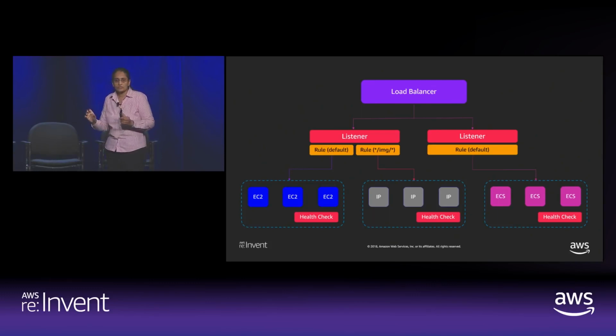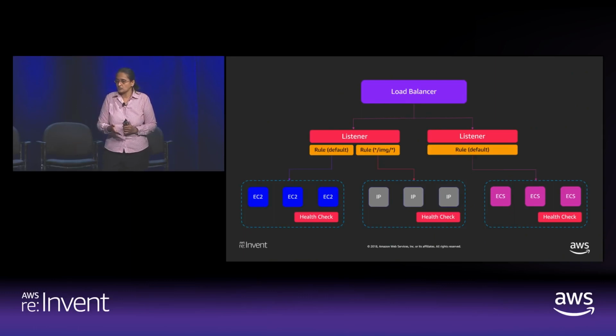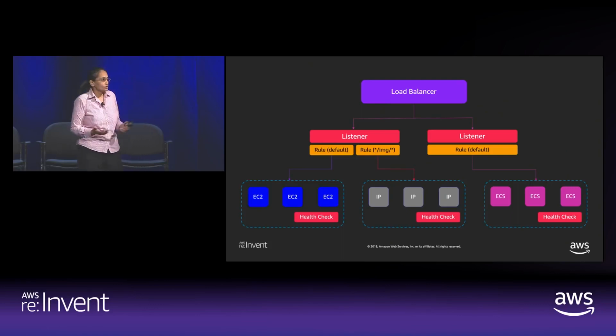So now we have the listeners, the target groups, and the targets. We have the rules that define how traffic has to flow through these targets. Rules are nothing but conditions and actions. If I walk you through this example, we always have one default rule on the load balancer. And in this case, this is a path-based rule where we are saying if the traffic is coming and matches this path, for example, images, forward it to the IP-based target group. So you can have up to 100 rules per load balancer. And again, it's a soft limit. Talk to us if you want to go beyond that limit.